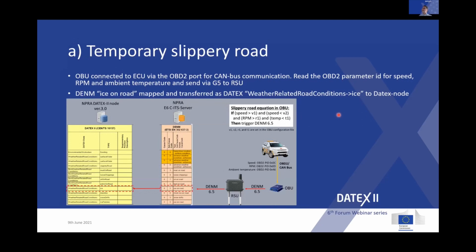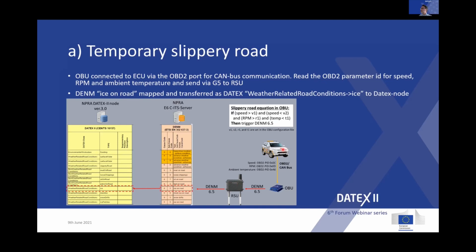So, the temporary slippery road, the first one. Here we used a setup in a car. We had this OBU, the onboard unit, connected to the computer unit in the car using the OBD port for CAN bus communication. Then we read out the parameters for speed, revolutions per minute of the engine, and the ambient temperature that the sensor in the car provides. And then we sent this via G5 to the roadside unit, as viewed here in the picture.